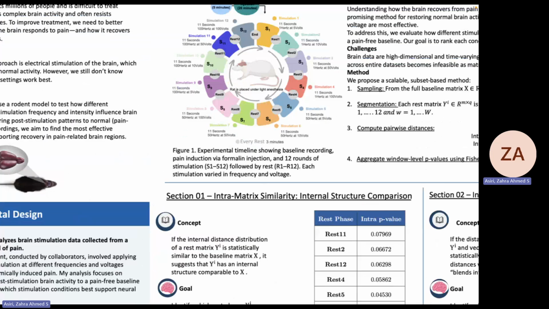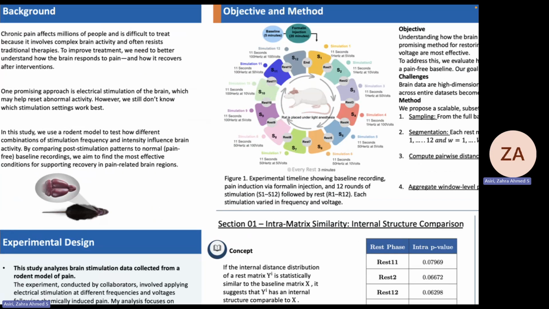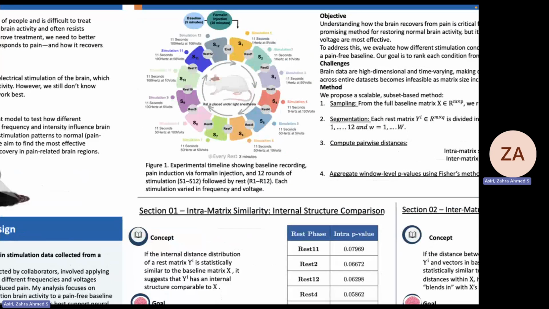This diagram shows the full experiment timeline and the 12 stimulation settings used. The experiment started with a 5-minute baseline shown in blue. Then comes pain induction and 20 minutes of monitoring. After that, the 12 stimulation sessions began, each labeled S1 to S12. Each session used a different frequency and voltage combination.